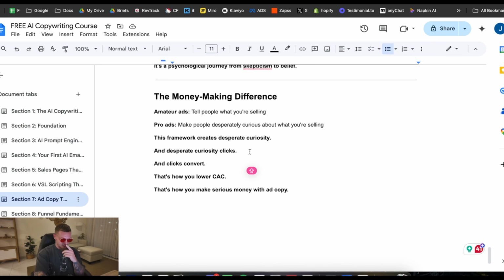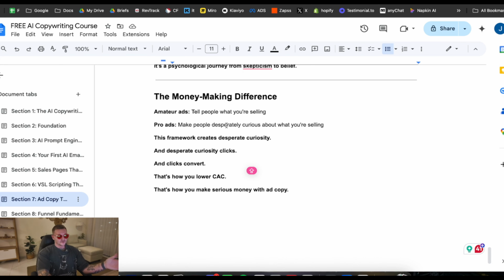So, amateur ads, basically, you just tell people what you're selling. Pro ads are going to make people desperately curious about what you're selling. And that's exactly what we've done here with this framework. And that's how you lower your CAC. And that's how you get paid shit tons of money to write ad copy.